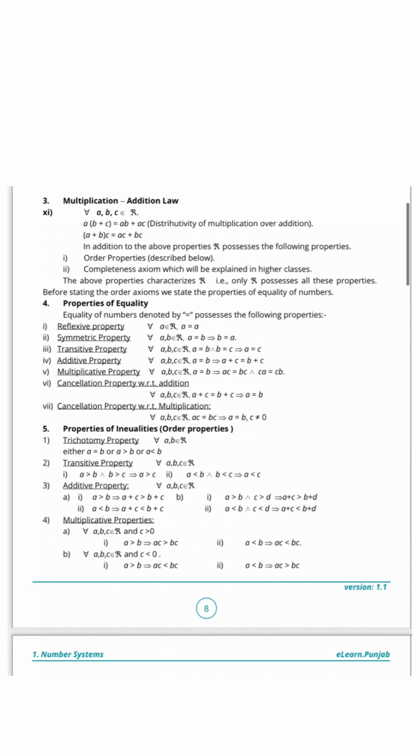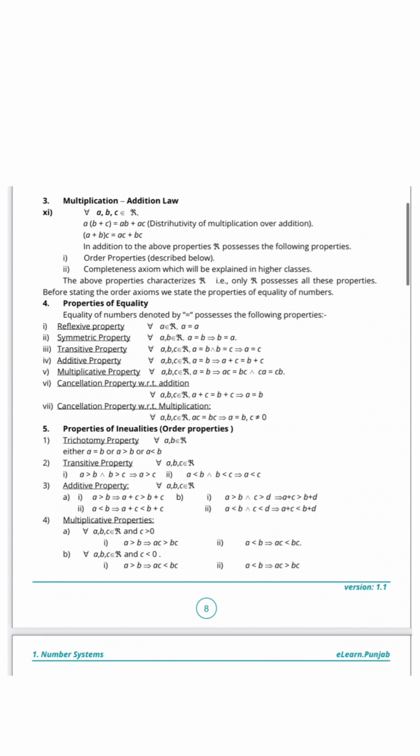These are specifically called order properties, not the properties of equality. These inequality properties are called order properties, like trichotomy. For all a, b belonging to capital R, trichotomy means 3 scenarios can be true. For example, either a can be equal to b, or a is greater than b, or a can be less than b.